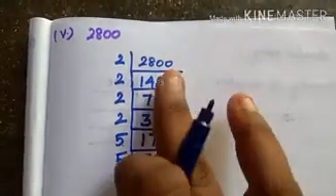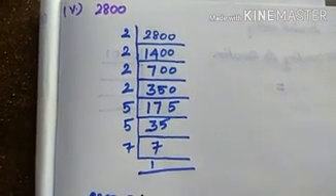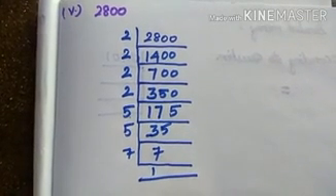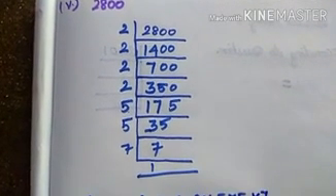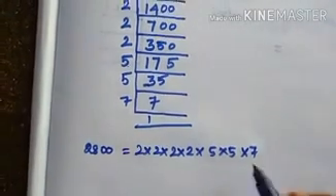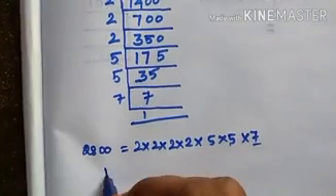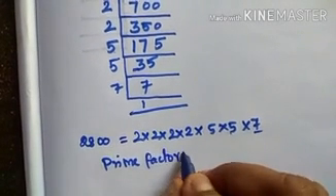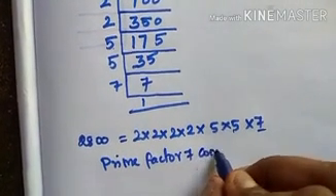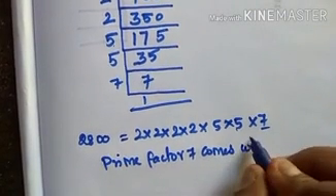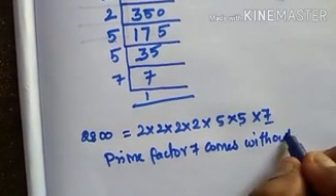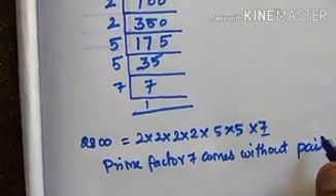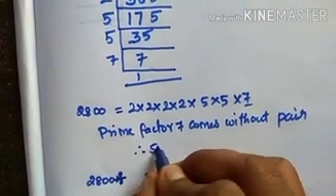So just you have to write all the prime factors. 2 into 2 into 2 into 2 into 5 into 5 into 7. Here which number comes without pair? The prime factor 7 comes without pair. Okay, therefore smallest number.